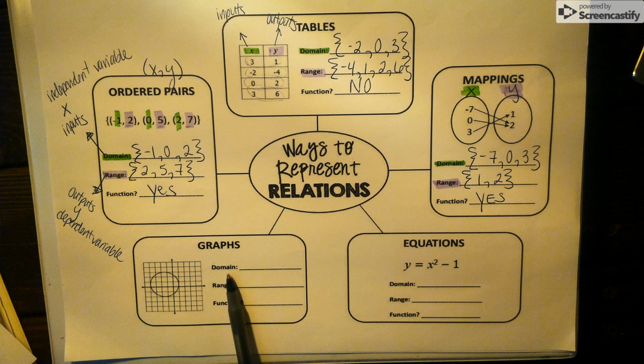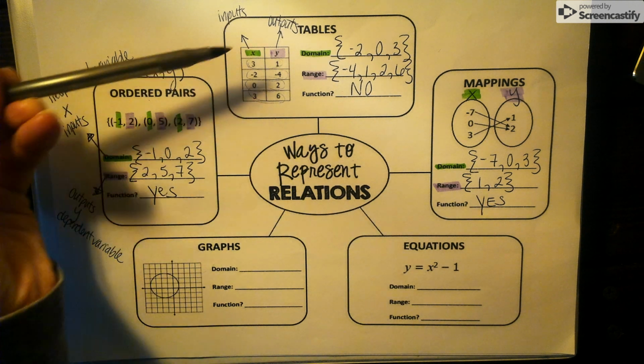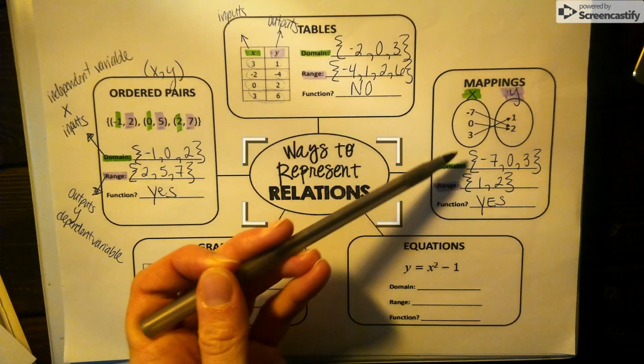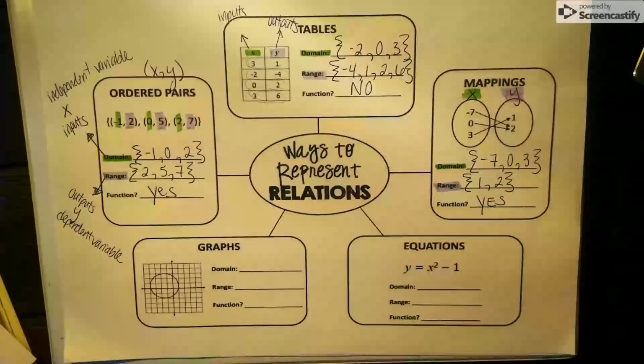Now let's move on into graphs and equations. Graphs and equations are a little bit more abstract, and it takes a little bit more time in determining the domain and range, just because it's nice to have a visual, and we also write it using interval notation. So again, ordered pairs, tables, and mapping diagrams are written using set notation with those fancy brackets. Graphs and equations, we're going to go ahead and use interval notation.